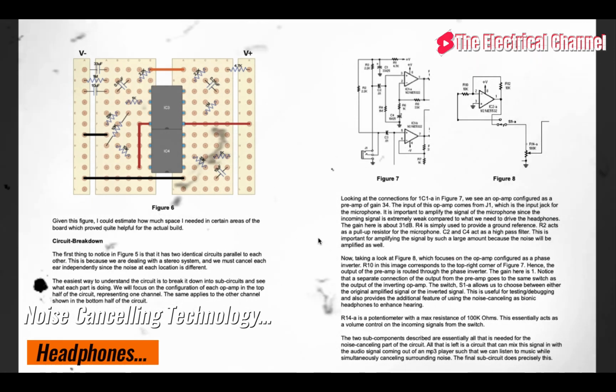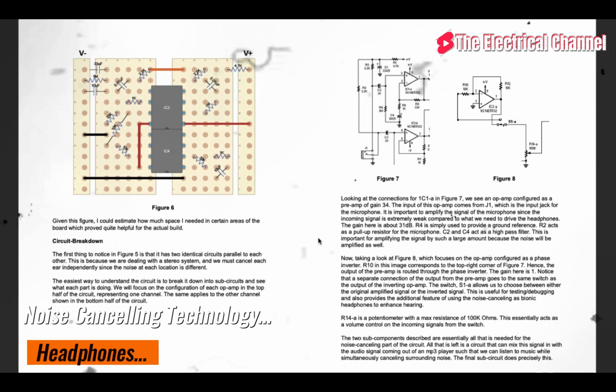R14-A is a potentiometer with an extra resistance of 100 ohms. This essentially acts as a volume control on the incoming signals from the switch. The two sub-components described are essentially all that is needed for the noise-canceling part of the circuit.